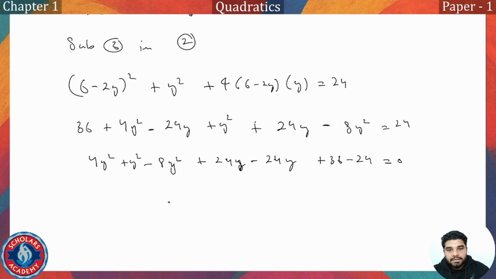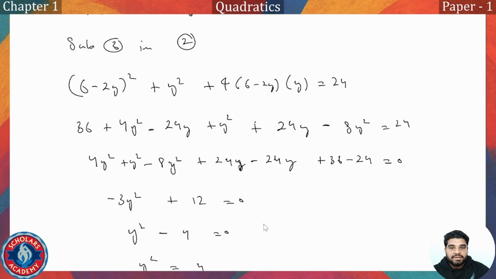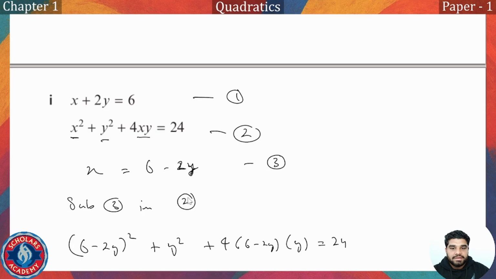From here we get minus 3y square plus of 12 is equal to 0. That gives us y square minus of 4 is equal to 0. That is y square is equal to 4, y is equal to plus minus of 2. We get two values of y. We can substitute that in equation number 3 and we can get values of x.